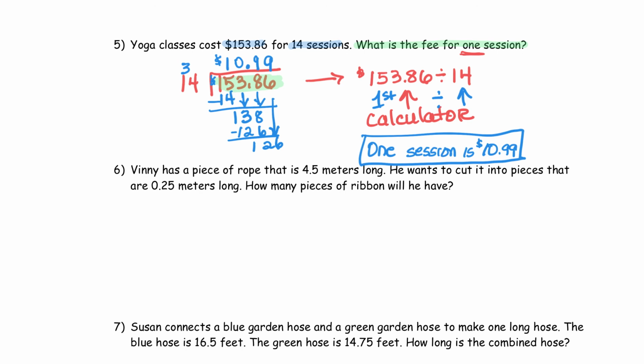And as you see, after you do the division, your final answer is $10.99. Let's look at number 6.